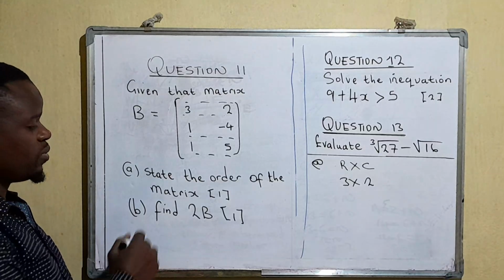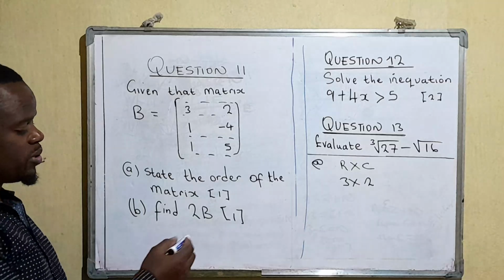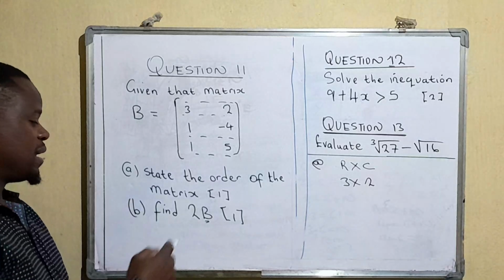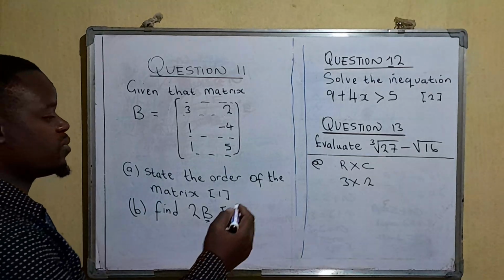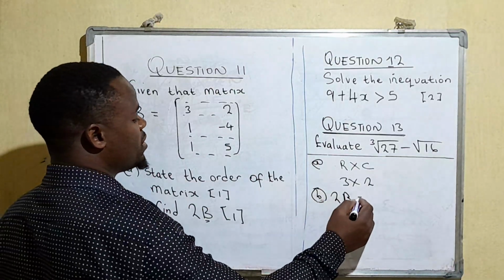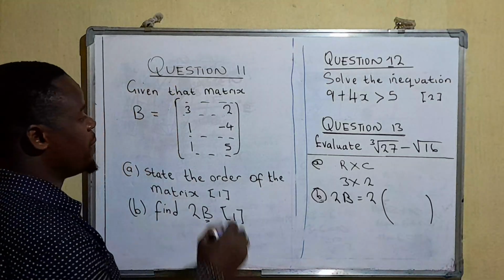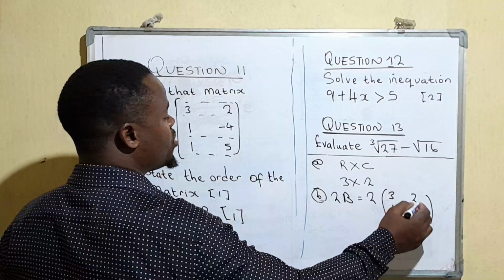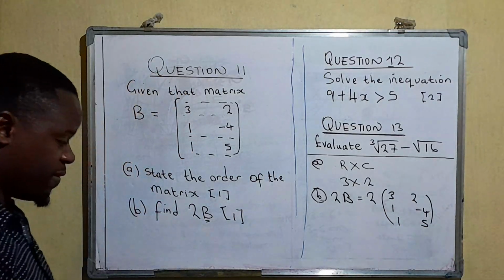Then let's move on to B. They're saying find 2B. So what you need to know is this one is matrix B, the one that we've been given, and then 2 is actually a scalar, okay? So if we were to rewrite this, we would say 2B is equal to 2, and then we write matrix B. That's a 3, that's a 1, that's a 1, a 2, a -4, and a 5.